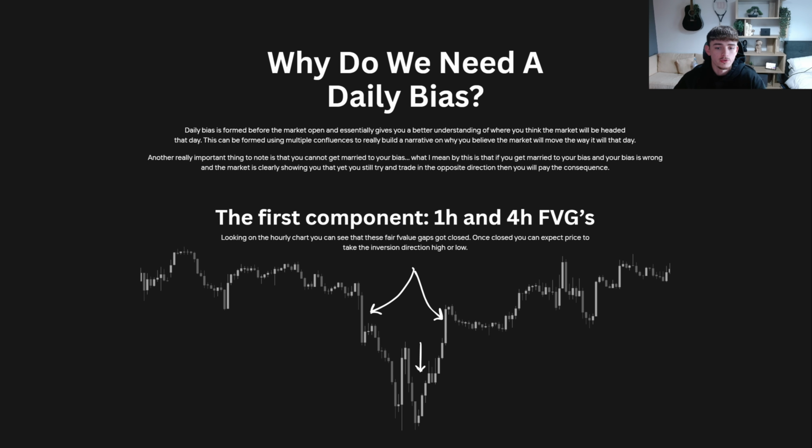This can be formed using multiple confluences to really build a narrative on why you believe the market will move the way it will that day. Another really important thing to note is that you cannot get married to your bias. What I mean by this is that if you get married to your bias and your bias is wrong and the market is clearly showing you that, yet you still try and trade in the opposite direction, you will pay the consequence.